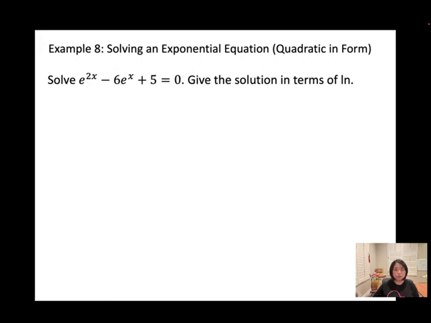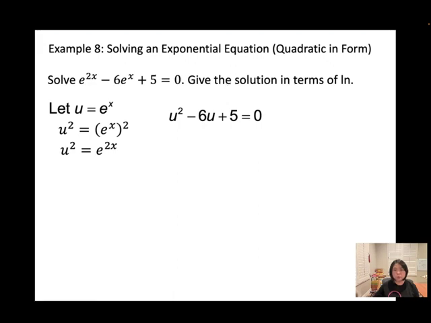So what we're going to do, first, we always look at this guy in the middle. We're going to let u equal e to the power of x. And then, since we have a square here, we're going to square both sides. Okay, square this guy, square this guy. So that will be u squared is equal to e to the power of 2x. Okay, so this one will be equal to u squared. So I have u squared minus 6u plus 5 equal to 0.